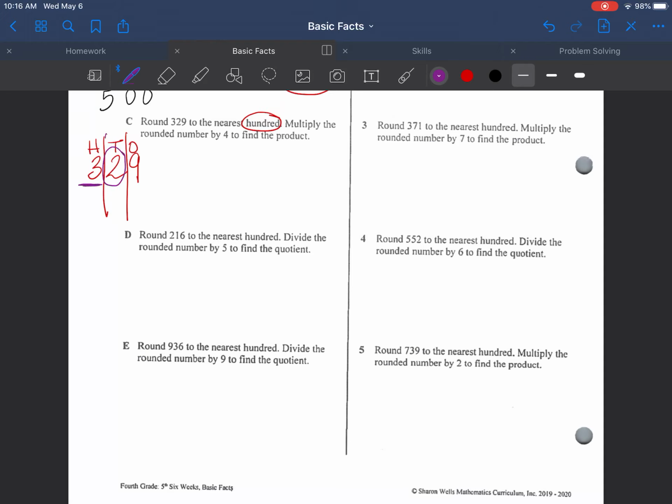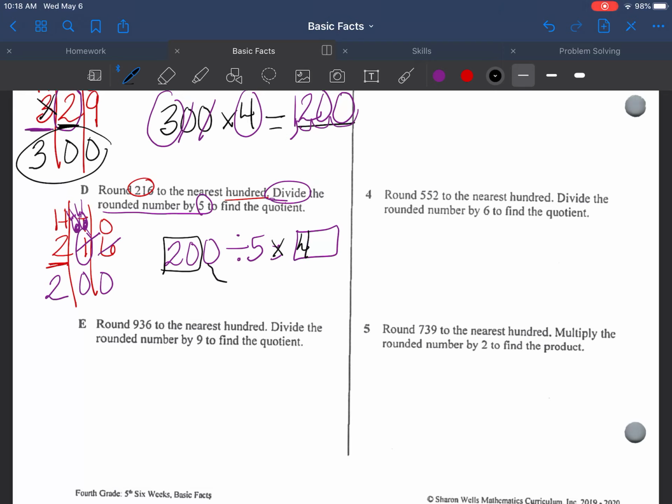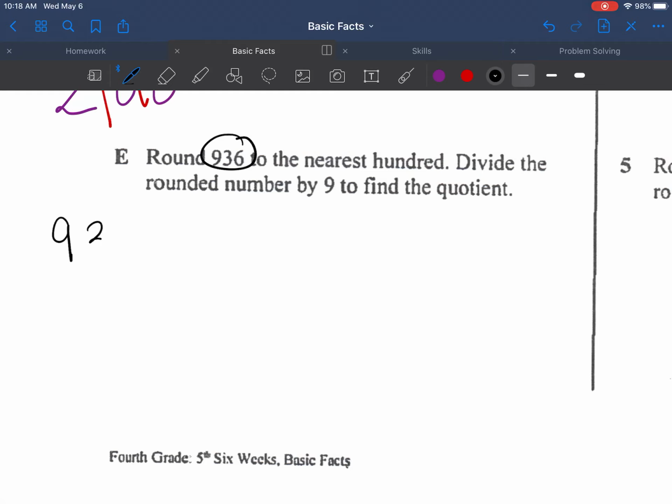Divide the rounded number by 5. So the rounded number was 200. We are going to divide by 5 to find my quotient. 5 times what gives me 20? That would be 4. Remember, the 0 se quedó solito, so we bring him to our answer.